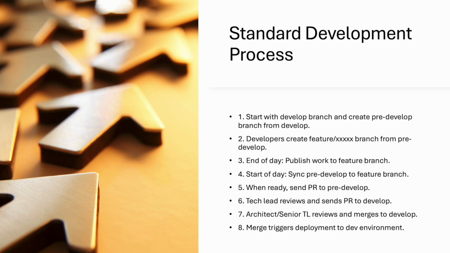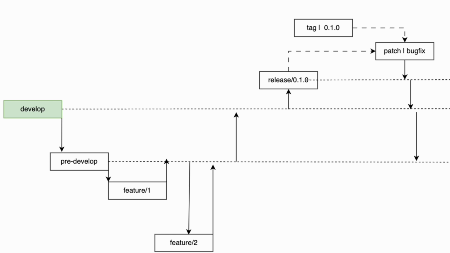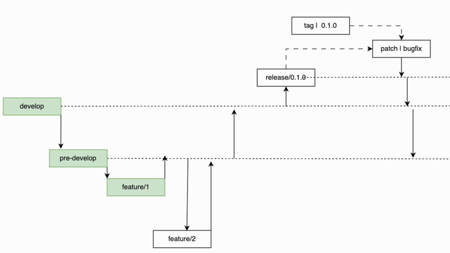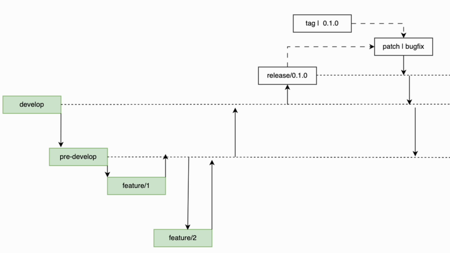As I'm showing in this workflow, I create the develop branch, then from the develop branch we create the pre-develop branch, and from the pre-develop branch, developers can create feature branches, right? Then there may be another developer who creates a second feature branch. Every day, every developer is supposed to push their current status to their feature branch. It may not be 100% complete, it may not be working at all, it may be cluttered, but that is fine. They are pushing their current changes to their feature branch.